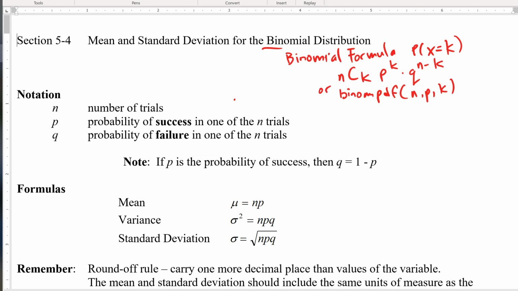But what I'm doing here is I want to figure out the mean and the variance and the standard deviation so that we can do some normal approximations with this later on. Think about it this way. I'm going to come up with a pretty basic example.